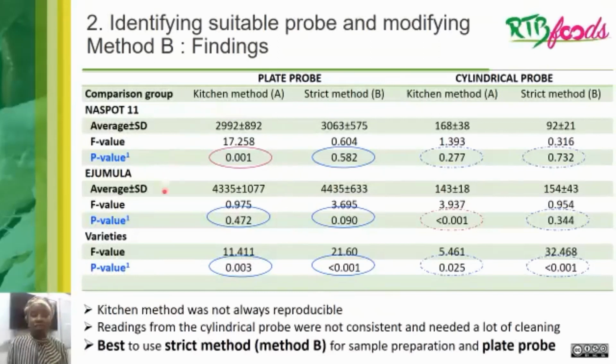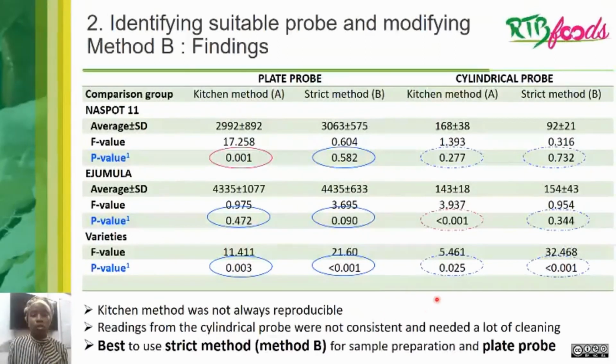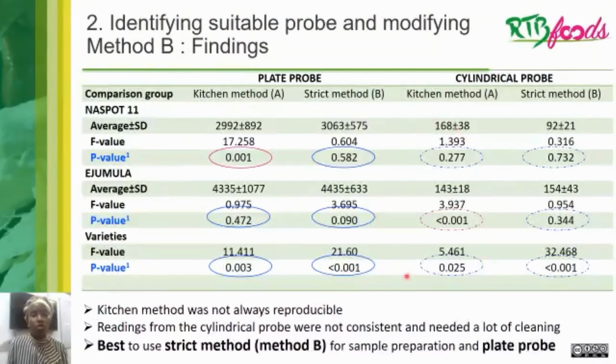However, with the kitchen method, you will notice that it was always discriminative, but not always reproducible. So it was half and half. And then one thing that you may not be able to appreciate from this table is something that we noted: with the cylindrical probe, the raw data was such a mess, and we had to do a lot of cleaning in order to get the information I present here.